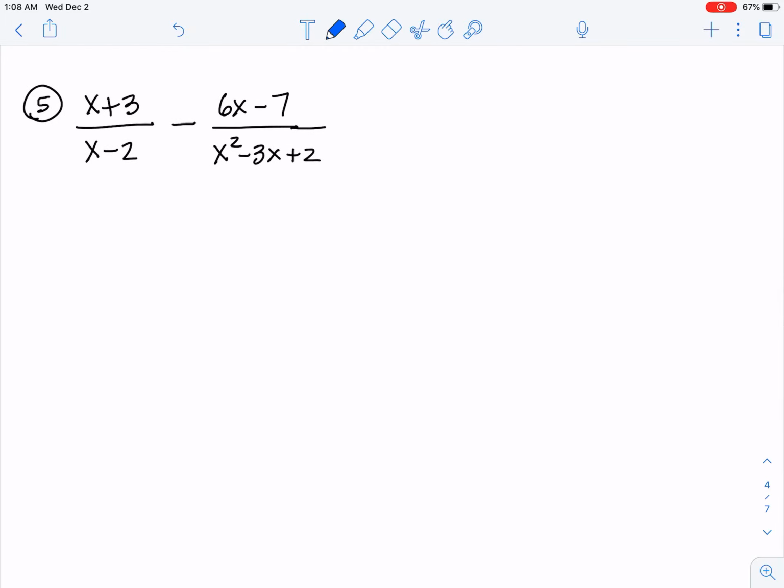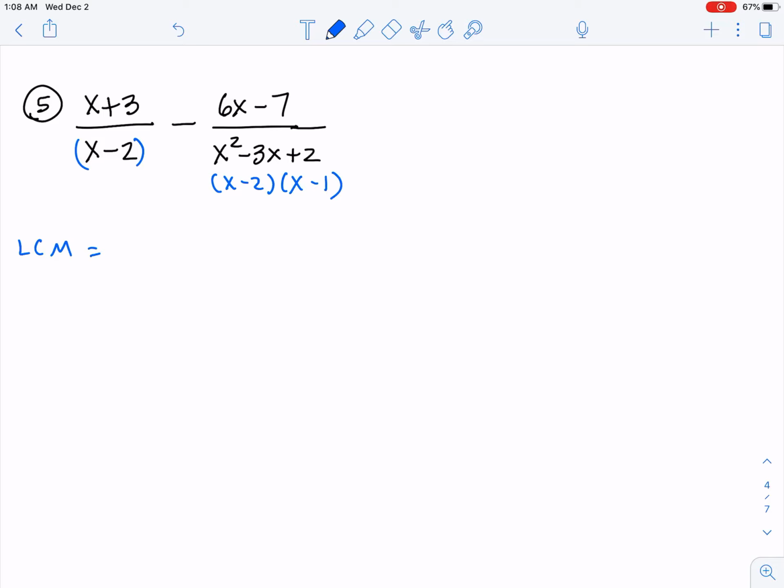I've got x plus 3 over x minus 2 minus that 6x minus 7 over x squared minus 3x plus 2. All right, well, we need to find that least common multiple so we can have a least common denominator. I've got this x minus 2. That's already a linear term. X squared minus 3x plus 2 will factor into x minus 2 and x minus 1.